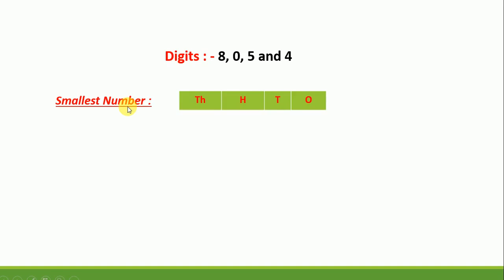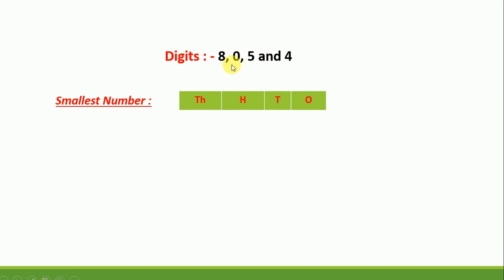So let us make the smallest 4-digit number first. As we already discussed how to make the smallest number, identify the smallest number among all these 4 digits. So which is the smallest one? 8 or 0 or 5 or 4. Which is the smallest one? 0. So 0 is the smallest one, isn't it?